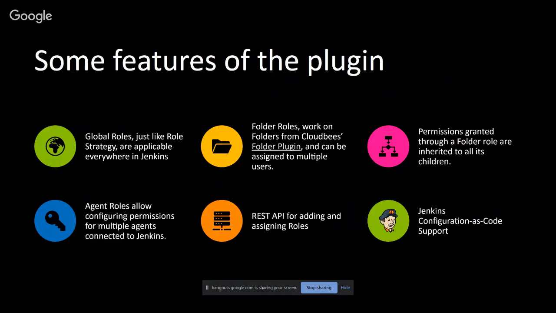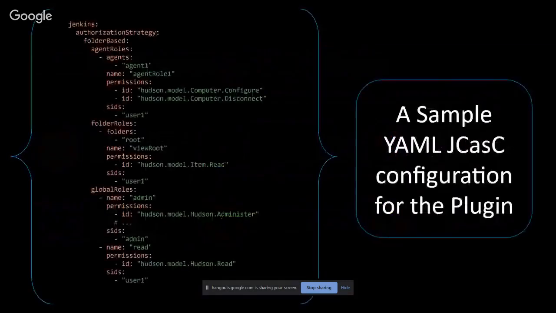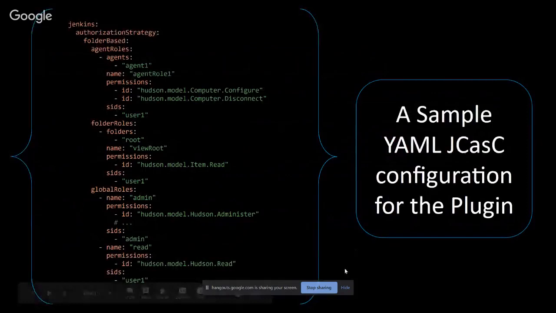Agent roles allow configuring permissions for agents connected to Jenkins. We have REST API methods for adding and assigning roles. And finally, we have Jenkins configuration as code support. So this is what a sample YAML configuration for the plugin looks like.